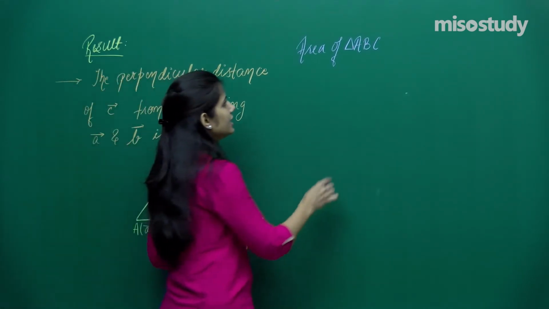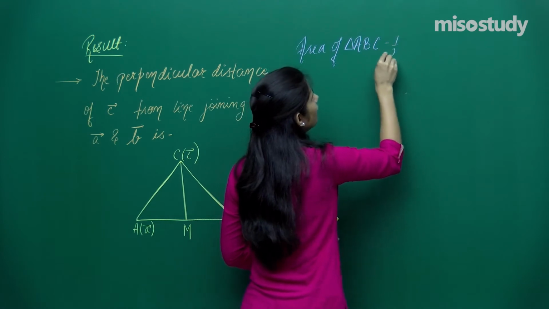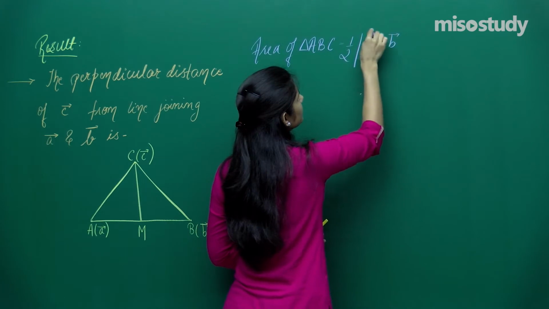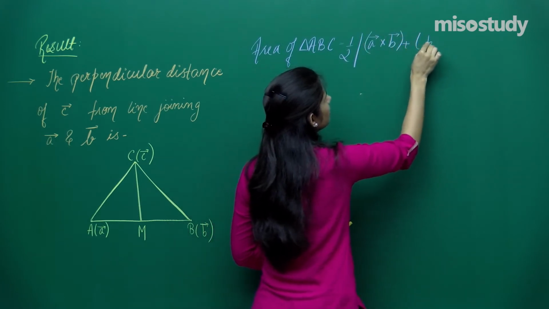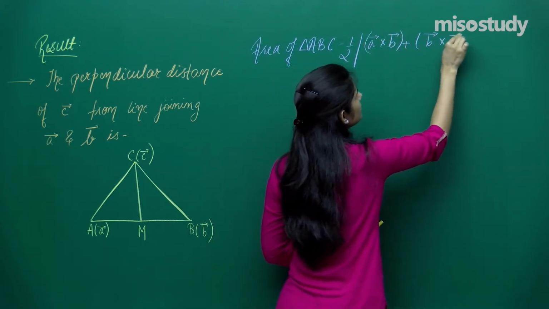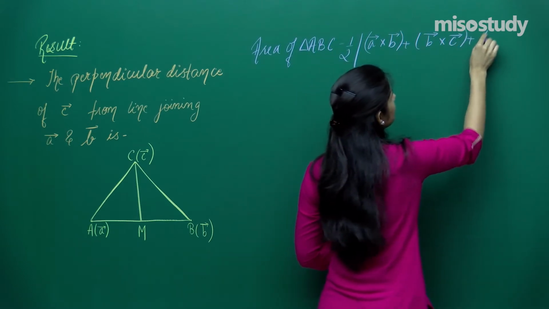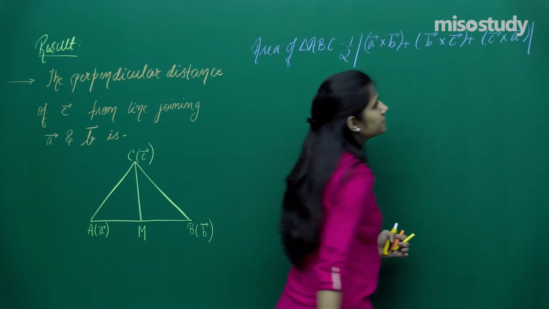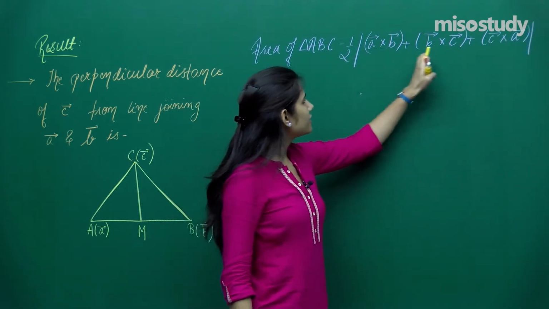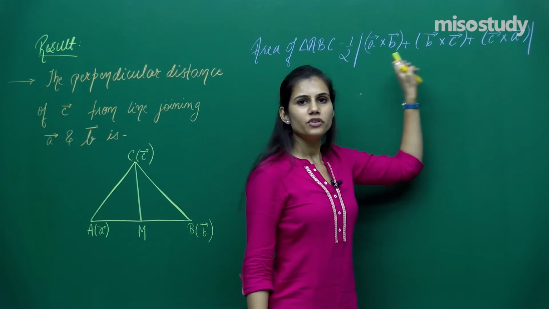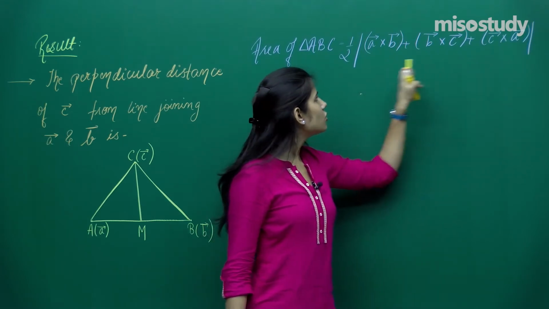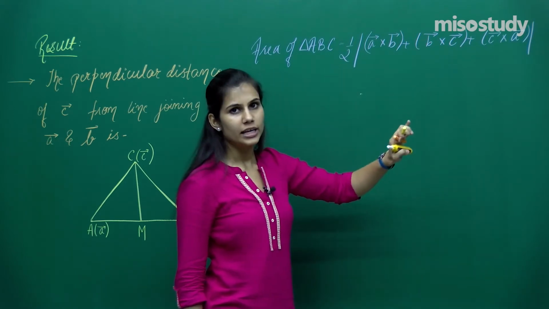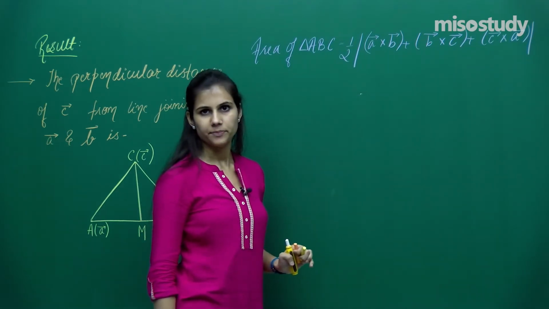We have done that. It is given by half of mod of a vector cross b vector plus b vector cross c vector plus c vector cross a vector. This is a vector, this is a vector, this is a vector. Sum of three vectors is a vector. Magnitude of that is a non-negative real number. Half of that is again a non-negative real number, which is my area.